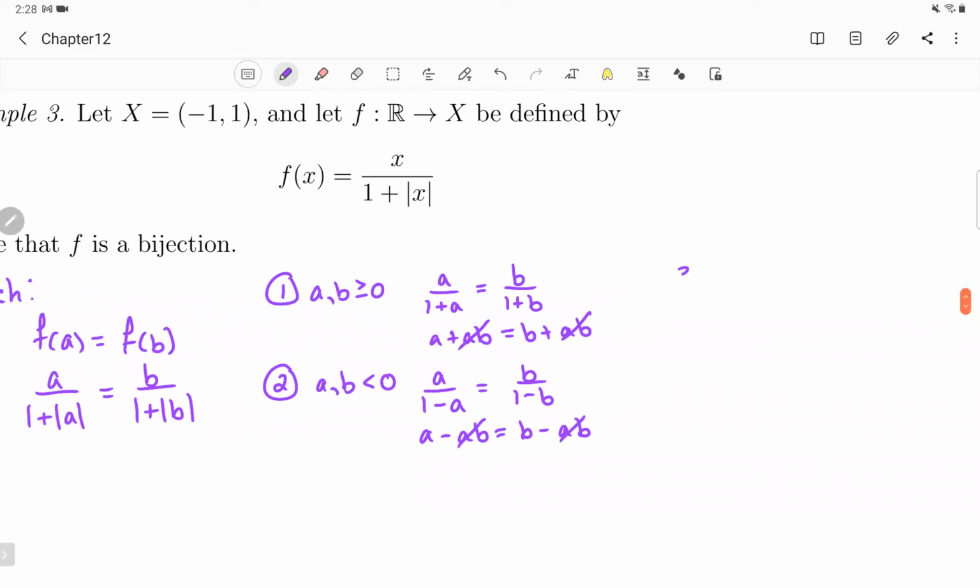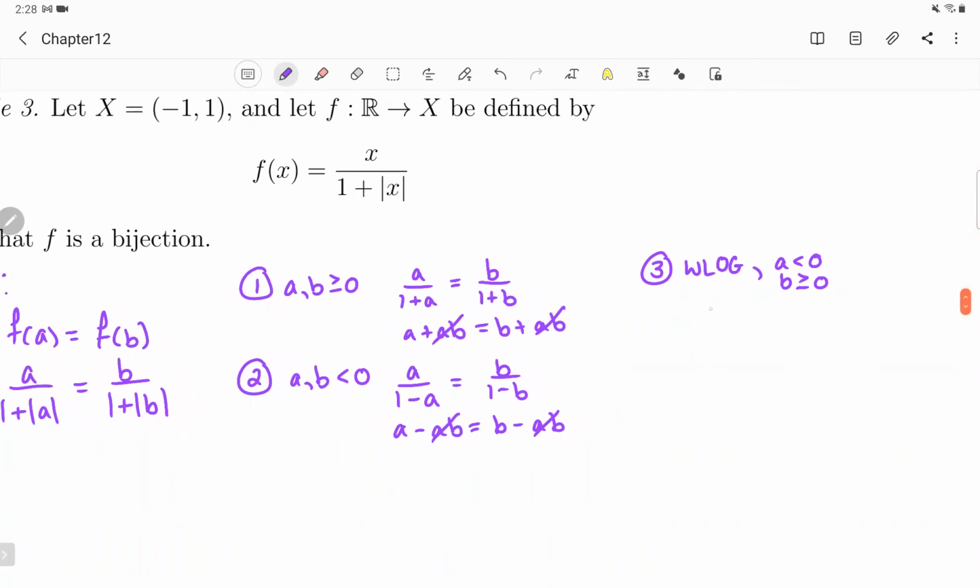Now, case 3 would be one of each, and it doesn't matter which, so I'm going to use without loss of generality. Let's let A be negative, B greater than or equal to 0. So A over 1 minus A equals B over 1 plus B. A plus AB equals B minus AB. Now, you get in here and go, wait a second, nothing's canceling. I'm kind of stuck. But this told me to prove it's a bijection, so I should be one-to-one. What the heck is happening?